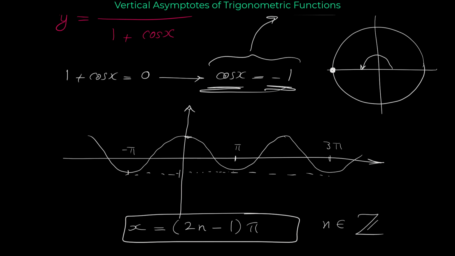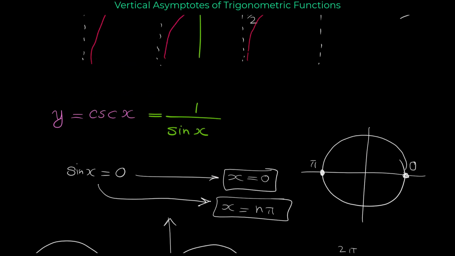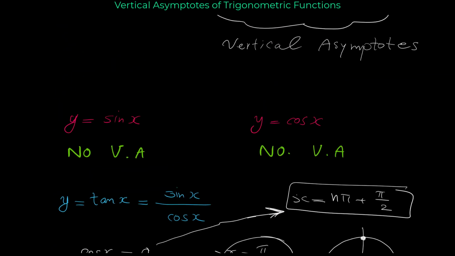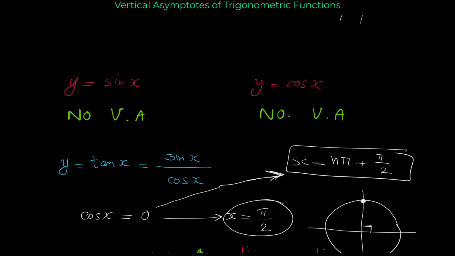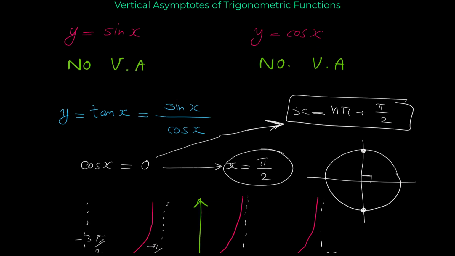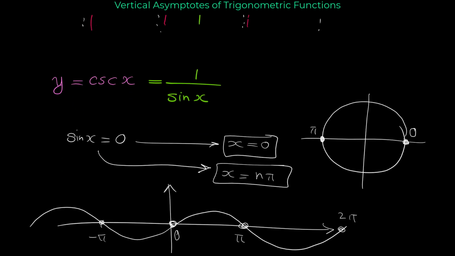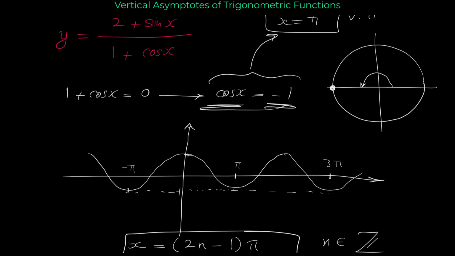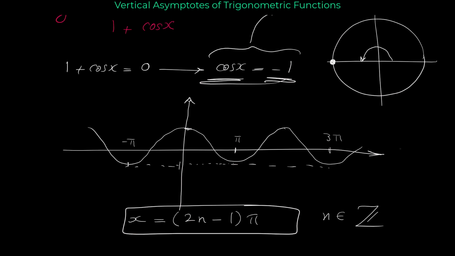I hope by watching this video you have learned how to find the vertical asymptotes of trigonometric functions. And don't forget, sine x and cosine x do not have any vertical asymptotes. But tangent, cotangent, secant, cosecant, they do, because we can write them in fraction form. And by setting the denominator equal to 0, we can simply find the vertical asymptotes of trigonometric functions.